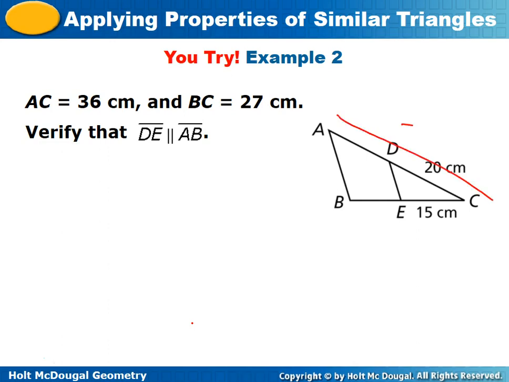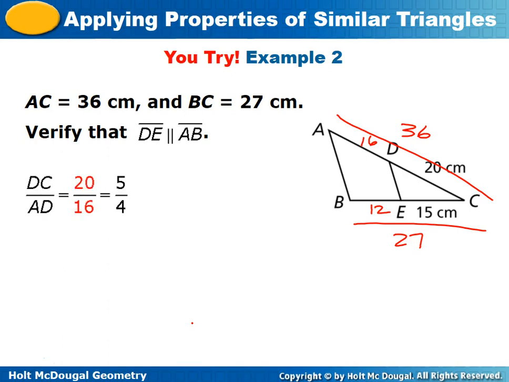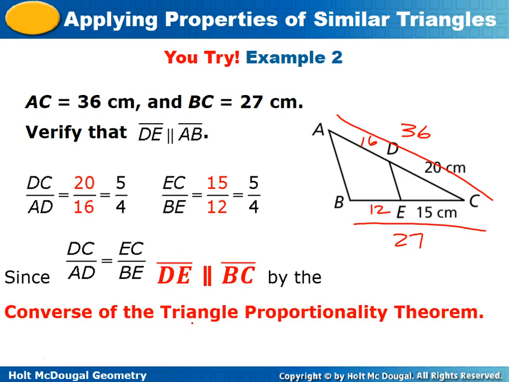Notice here the AC was 36, so that means this has got to be 16. This whole thing was 27, so that means that has to be 12. So once again, when we work this problem, we're going to compare DC to AD, which would be 20 over 16, and EC to BE, that's 15 over 12. That gives us 5/4 for both of them. So once again, we can say that DE is parallel to BC by the converse of the triangle proportionality theorem.